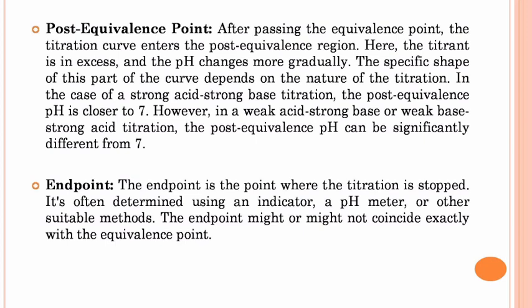Here, the titrant is in excess, and the pH changes more gradually. The specific shape of this part of the curve depends on the nature of the titration. In the case of a strong acid-strong base titration, the post-equivalence pH is closer to 7. However, in a weak acid-strong base or weak base-strong acid titration, the post-equivalence pH can be significantly different from 7.